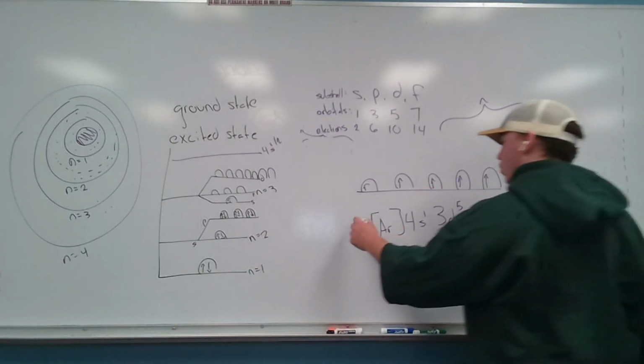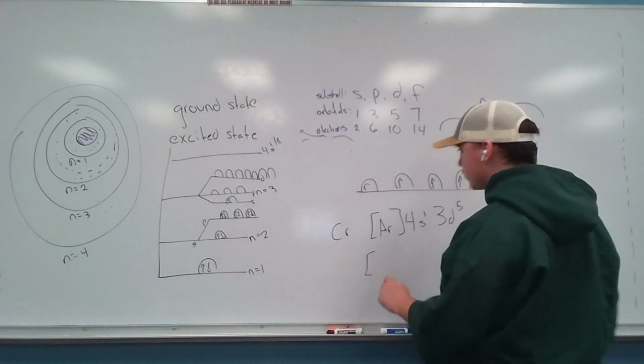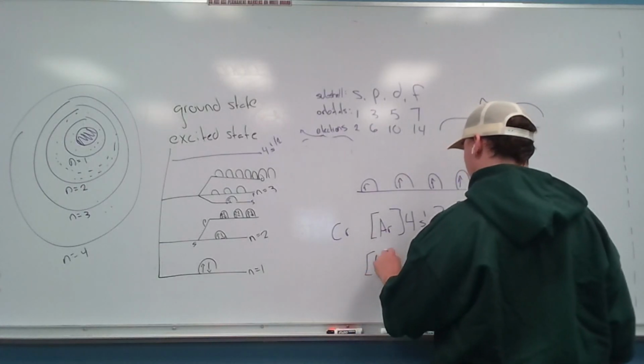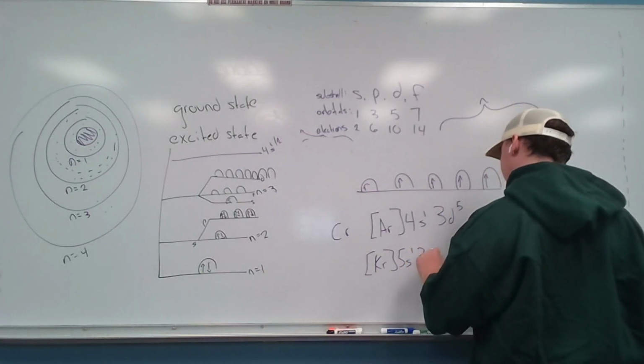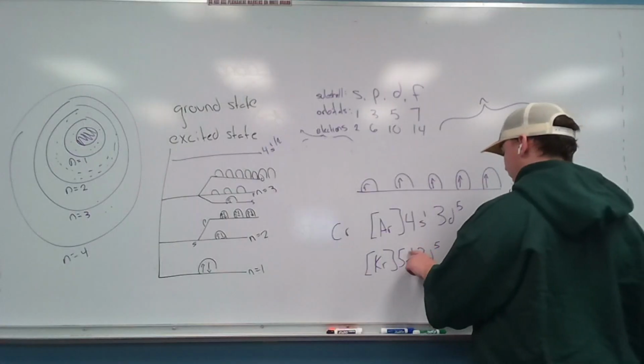So this is chromium. You can do the same thing for molybdenum, which is what's below chromium, with krypton, where it's going to be 5s1 4d5, and it's going to be happy because it stole an electron from there.